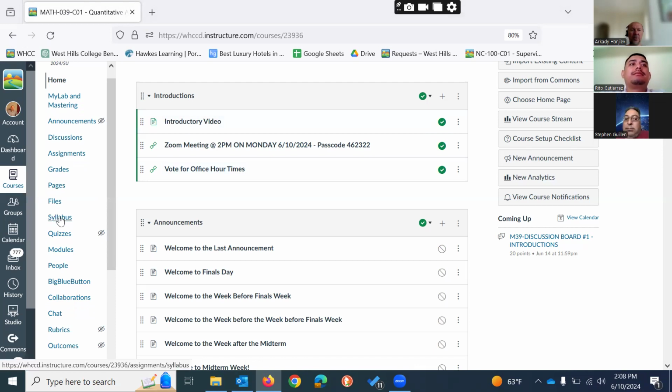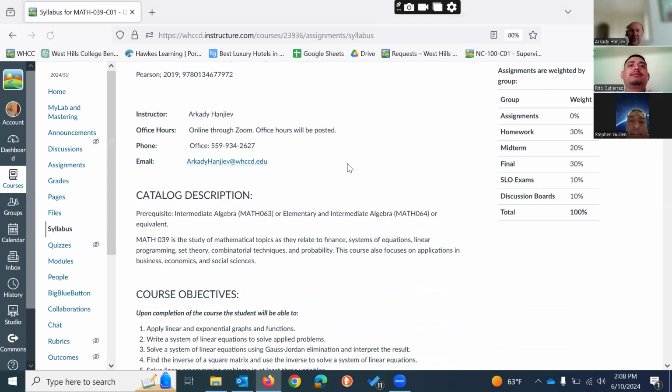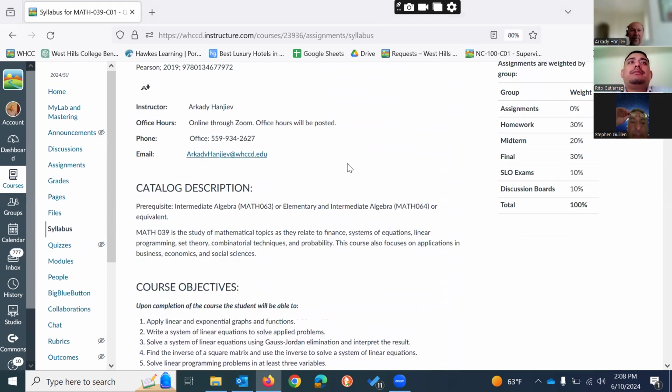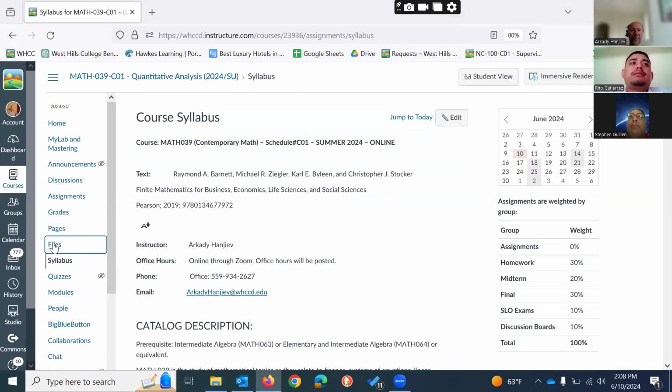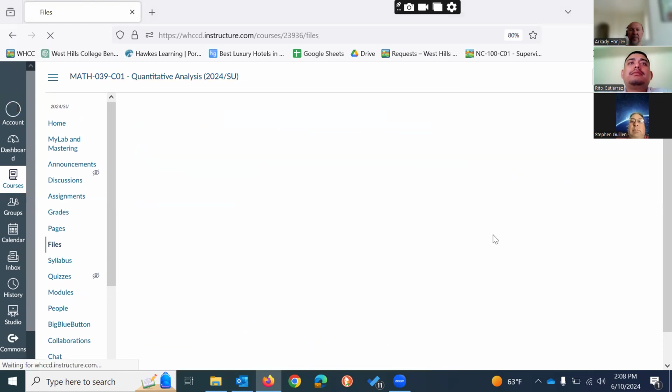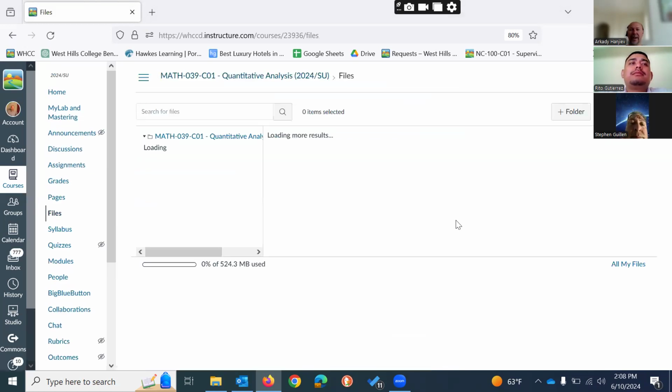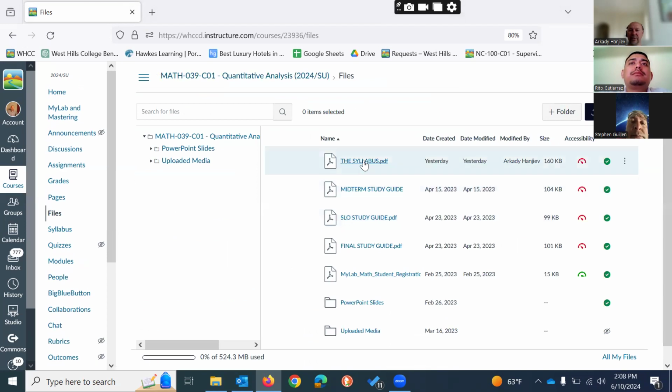The syllabus can be found in two spots. This one right here, there's your syllabus that's just on the site itself. And also under the files menu, if you click on the files menu, you will have a PDF version of the syllabus. I would recommend just downloading this, saving it. It's just one of those where when you go to the four-year school, they may want to verify a few things or give you credit for the class. It's just a good thing to do.